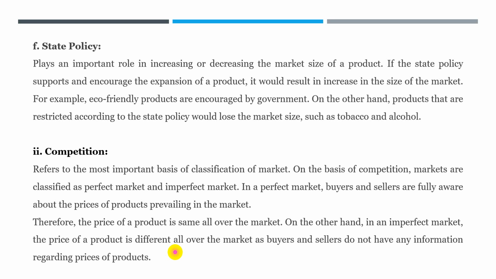Mobility of goods and factors of production. When the factors of production can move from one place to another, then a uniform price prevails in the market. However, in case of immobility of goods and such factors, different prices may prevail in the market. So these are the factors which help us to identify the type of market.